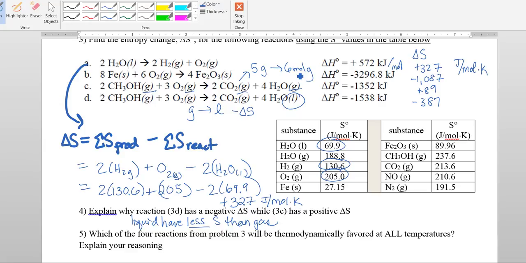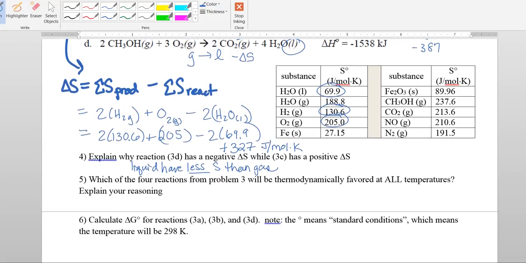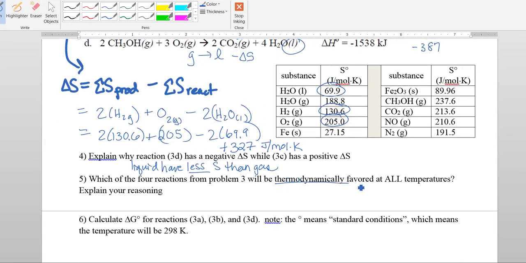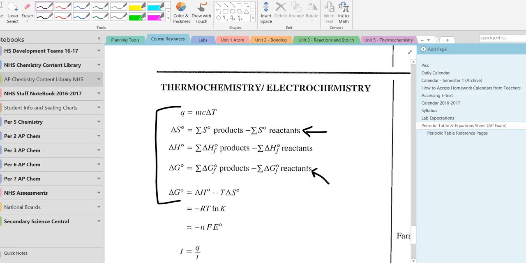So looking at number 5, which of the reactions will be thermodynamically favored at all temperatures? So when we're thinking about who's thermodynamically favored, we are looking at this equation. Let's go back to our equation sheet. We're looking at this equation right here, and we're thinking about the value of delta G. So if you have a negative delta G, that means you are thermodynamically favorable. Okay, and that means that the reaction is going to occur spontaneously.